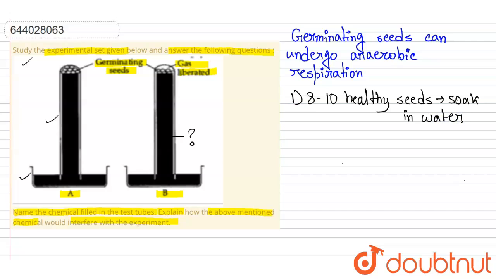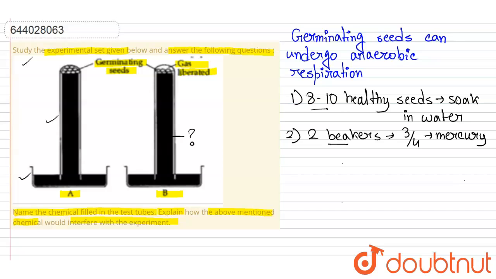Now take 2 beakers or petri dishes and fill 3/4 of them with mercury. So this is mercury liquid, and then after filling 3/4 of the beakers, take 2 test tubes and fill them fully with mercury. Then take the 8 to 10 germinating seeds that we took, and peel off the seed coats of those seeds.